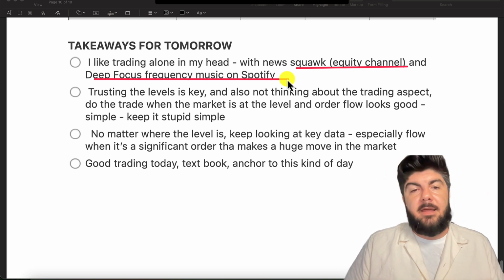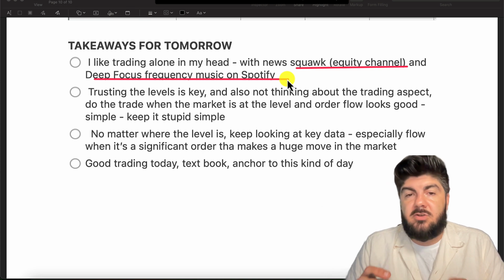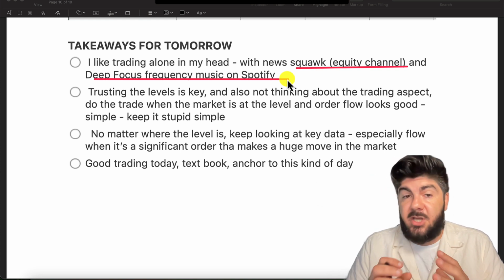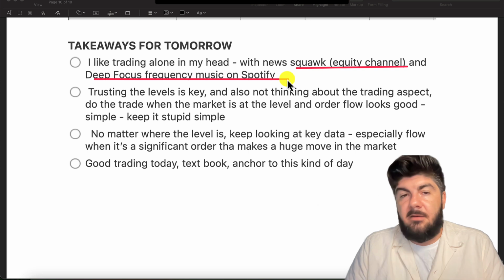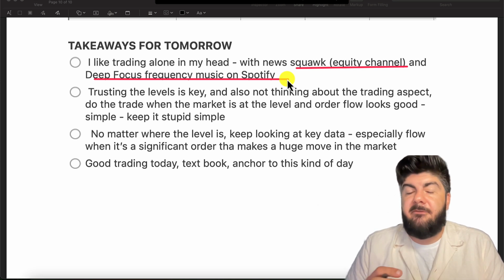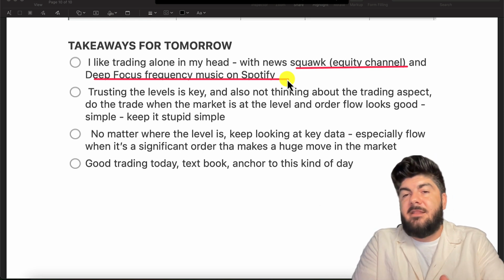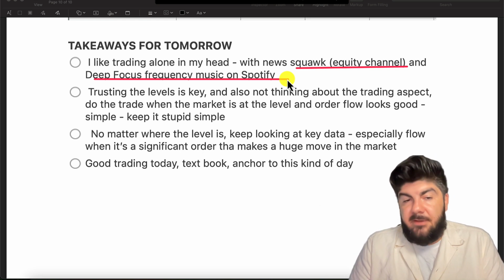I love it. All right, and then I say trusting the level is key, and also not thinking about the trading aspect. Do the trade when the market's at the level and order flow looks good. Simple, keep it stupid simple. Love it. No matter where the level is, keep looking at the key data, especially flow when it's significant order flow that makes a huge move in the market. It's not something I had to learn, but it's a good affirmation for the next day.